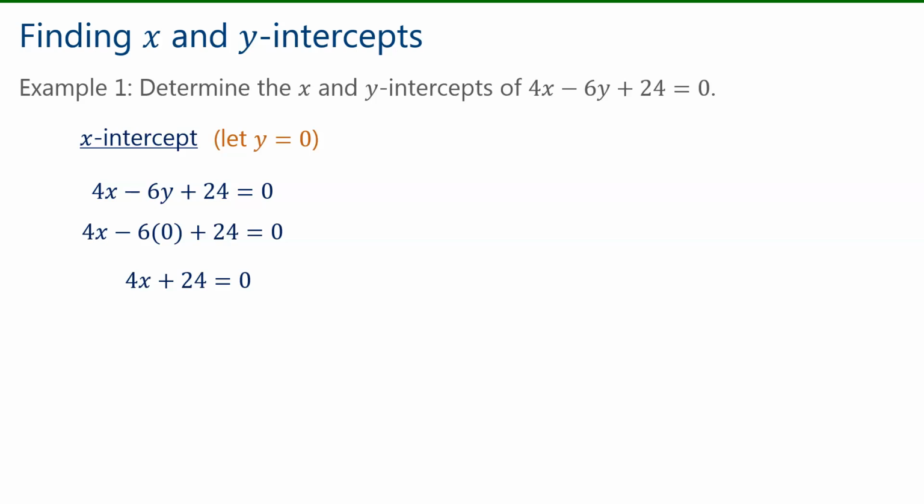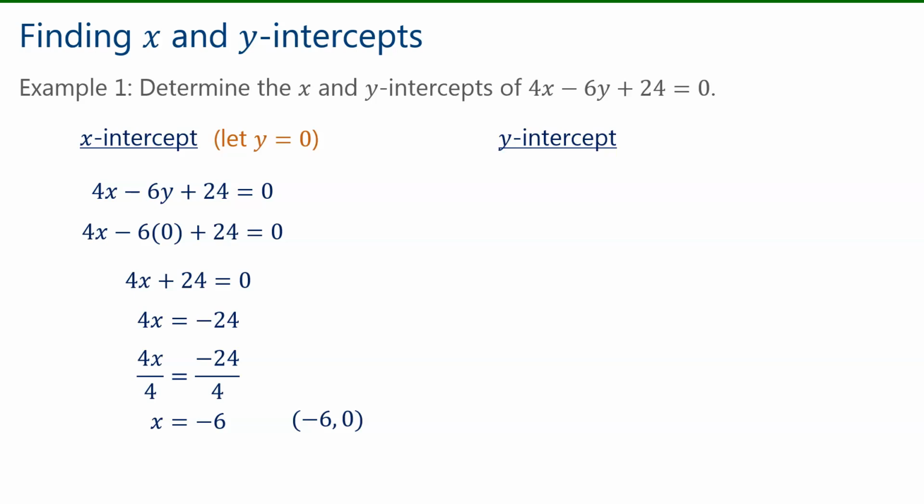Now to solve for x, I'm going to bring the +24 over to the right-hand side. Then I need to divide both sides by 4. Now when I simplify that, I get x = -6. So I'll write that as a point, (-6, 0). That is the x-intercept.